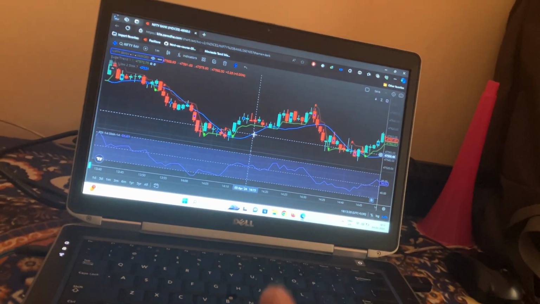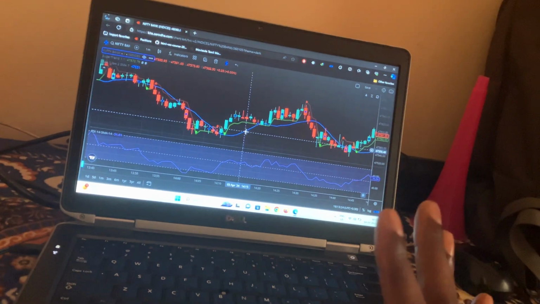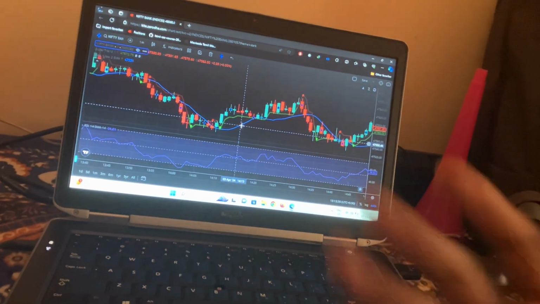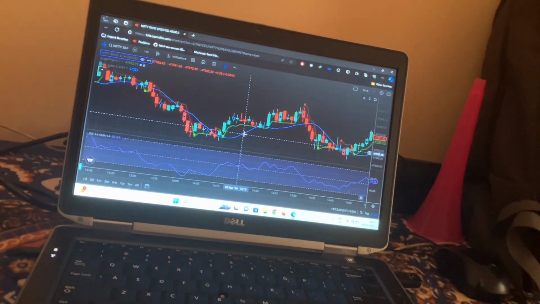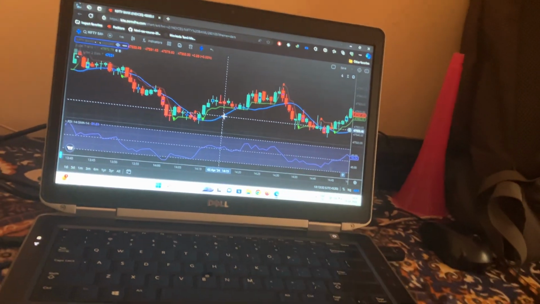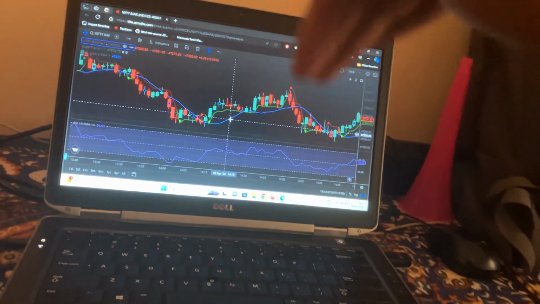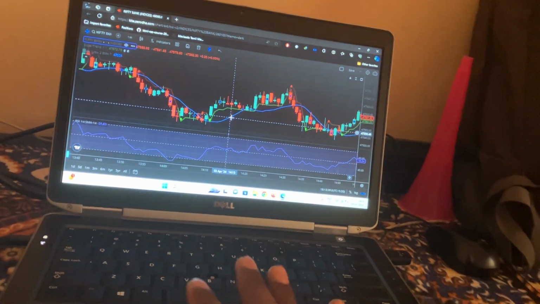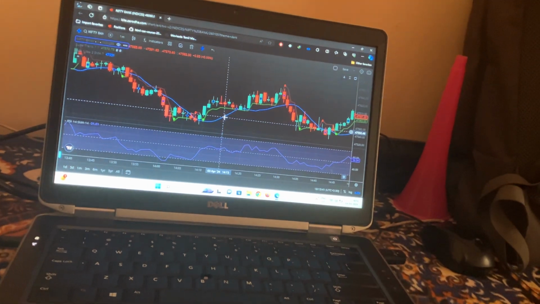If the chart pattern is going up, then call is better. If the chart pattern is coming down, then PE is better. The market can go in either direction, up or down. If it is going up, enter into the call option. If it is going down, then enter into the PE. You can easily make a profit.